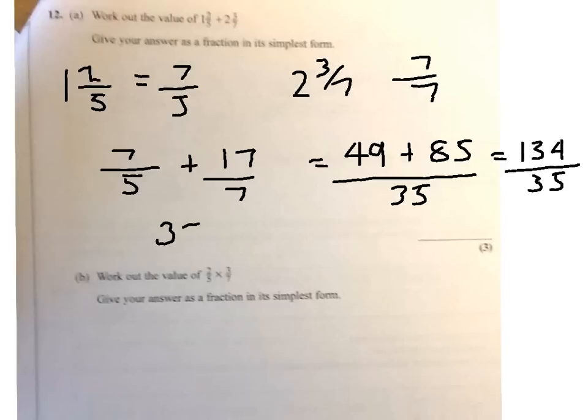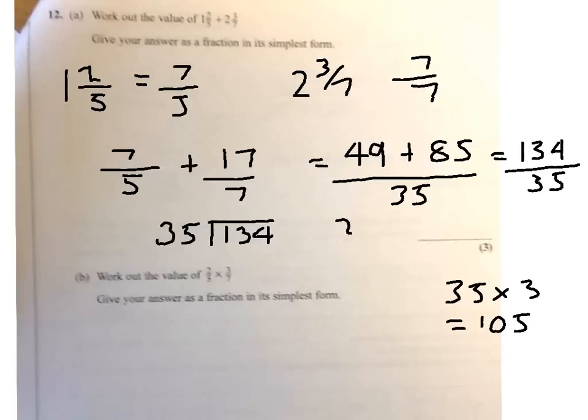So 35 into 134. Well, 35 times 3 is 105. So write that down there. 35 times 3 equals 105. So I have got 3 with a remainder. 105 to 134 is 19. So 3 and 19 35ths is the answer, providing I've made no mistakes.